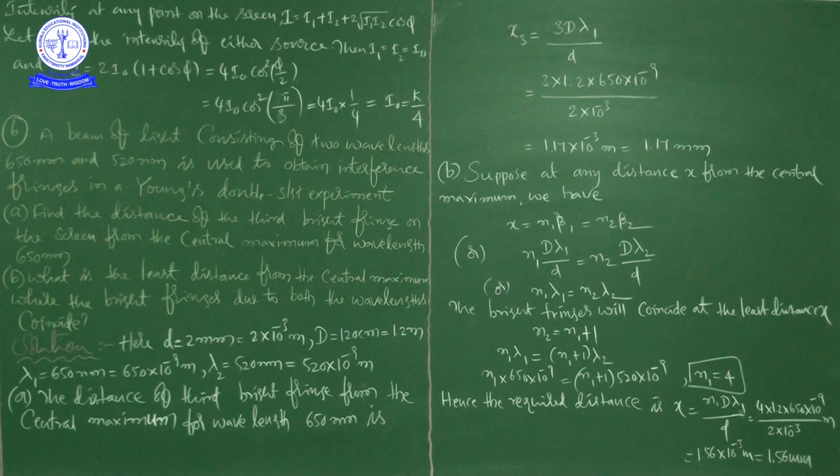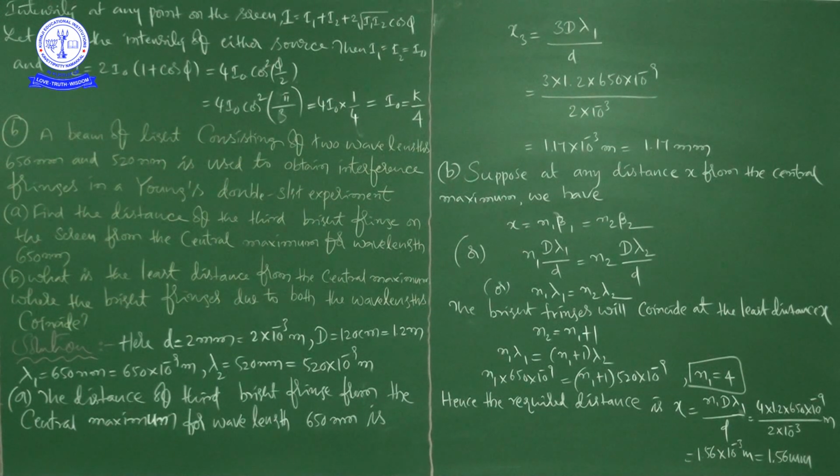K by 4. I naught is equal to K by 4. Okay, right. So, this is about the fifth problem. Next, problem number 6. Problem number 6, see here. First observe the problem carefully, then we will go for the solution, right?